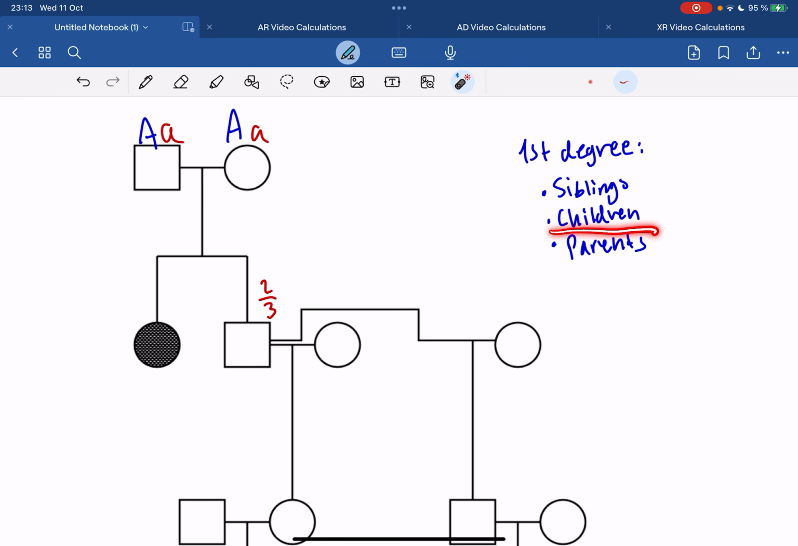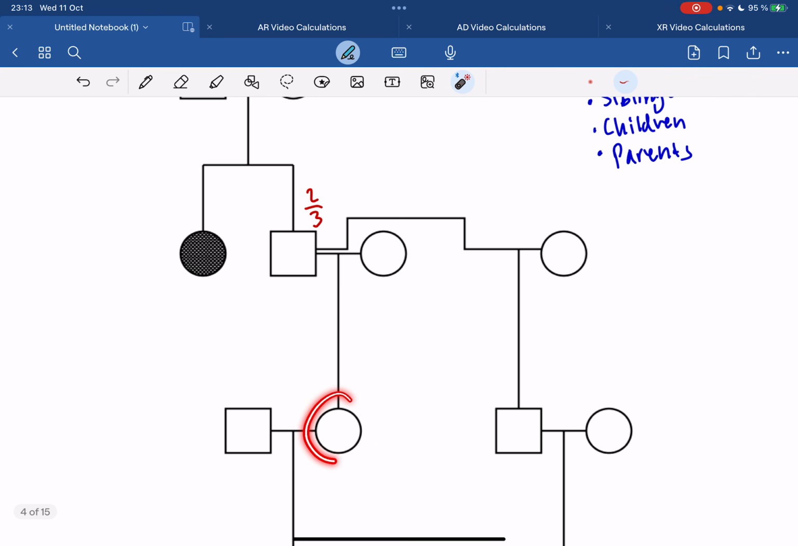So now we can only go according to the children, which would be only this child, but also this child. And I'll get to that in a second. So this girl right here will have 1/3. Why? Because half of 2/3 is 1/3.